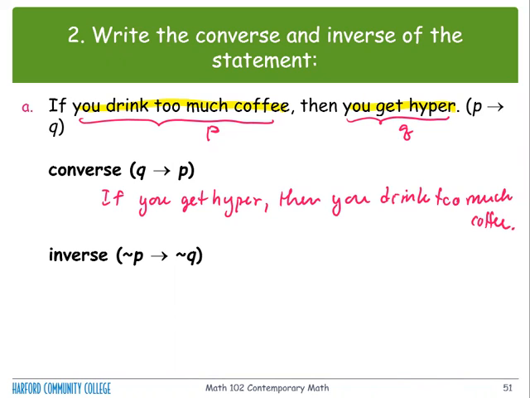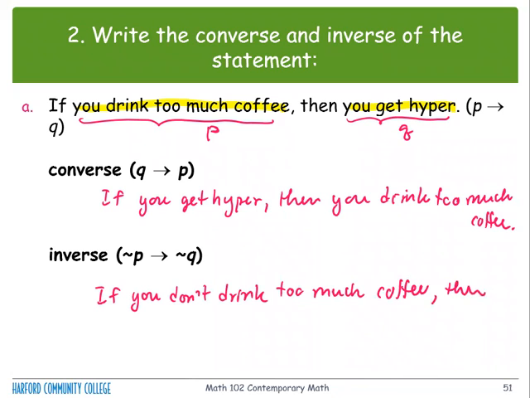For the inverse, you do not swap the position, but you apply negation to each statement. So the antecedent is not P, the consequent is not Q. When you write in English, it's going to be if you don't drink too much coffee, then you don't get hyper.